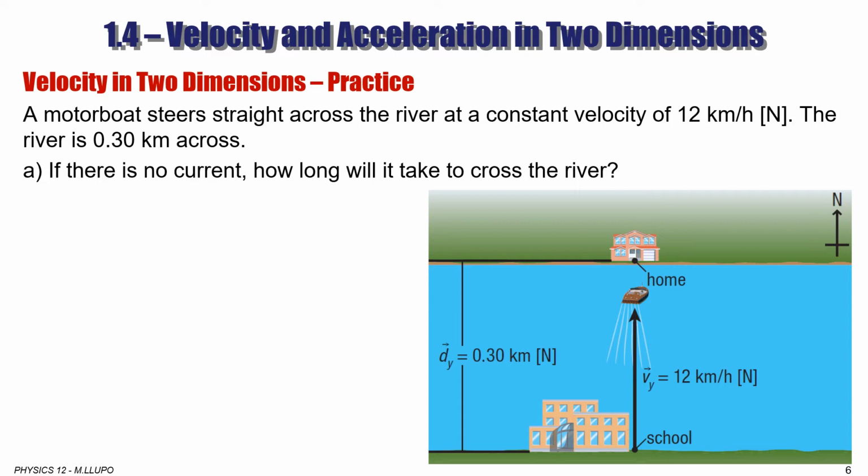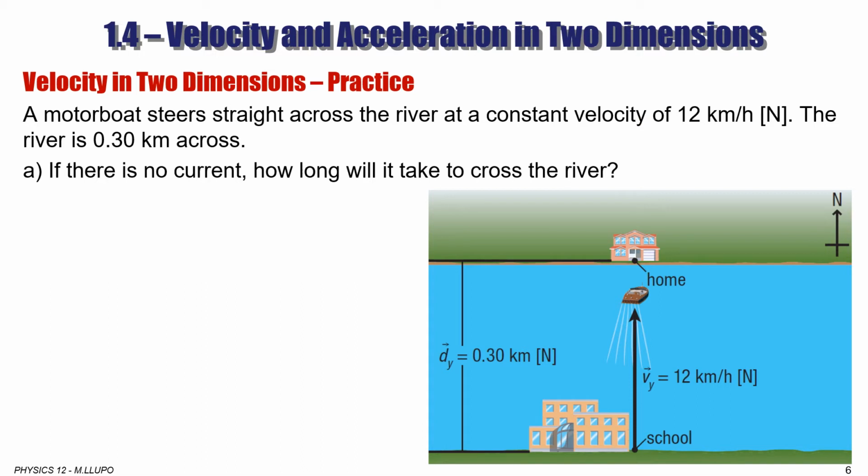First, we have a motorboat that steers straight across the river at a constant velocity of 12 kilometers per hour north. The river is 0.3 kilometers wide. If there is no current, how long will it take to cross the river? And remember, I'm going to draw your attention to constant velocity. So it's a simple velocity.